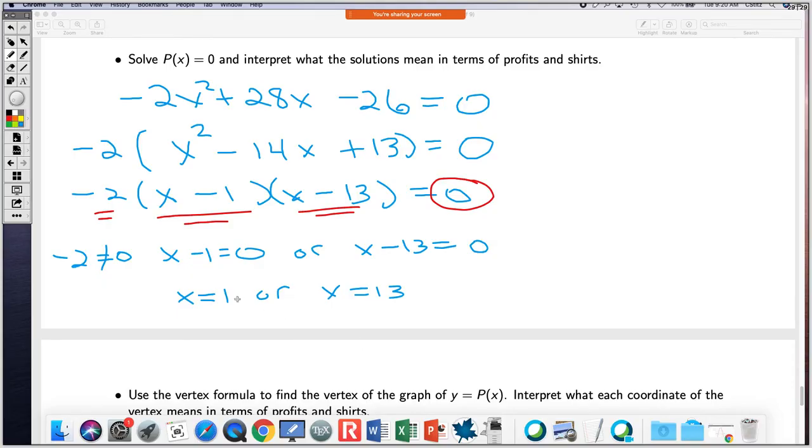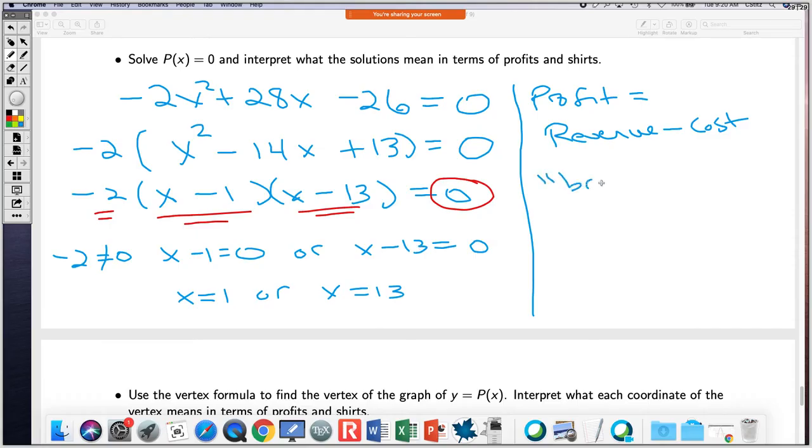So this says that when you sell one shirt, you're going to make $0 of profit. When you sell 13 shirts, you're going to get $0 of profit. So what's that mean? Well, remember, profit is revenue minus cost. So if the profit is 0, that means your revenue balances out your cost. So these are called break-even points. They're the points where you have to sell between this many amount to make any money.